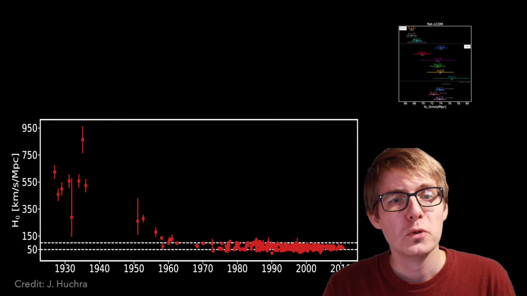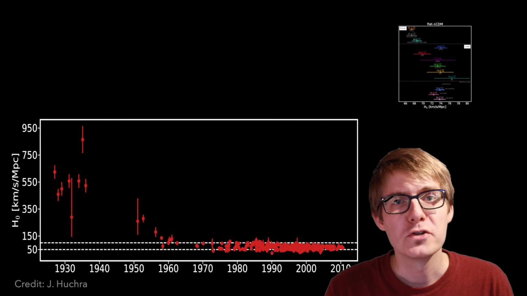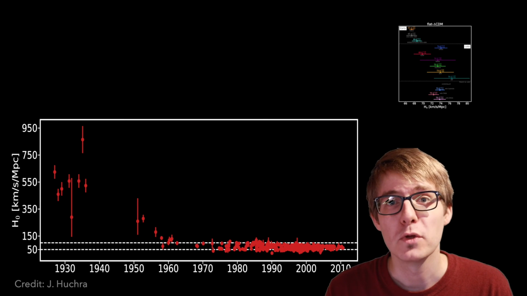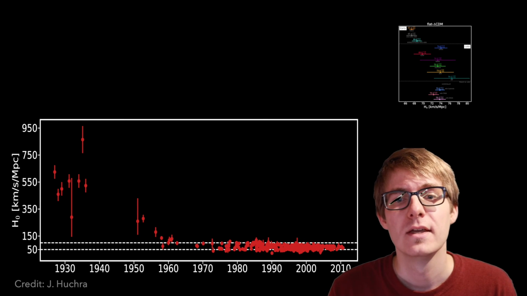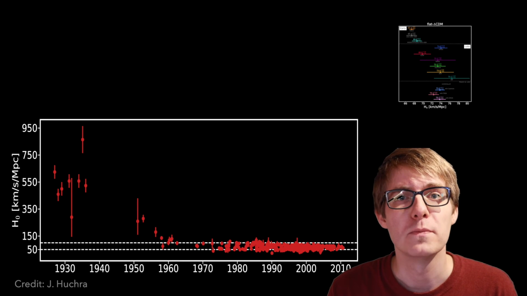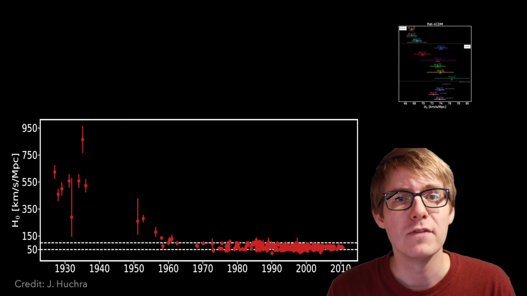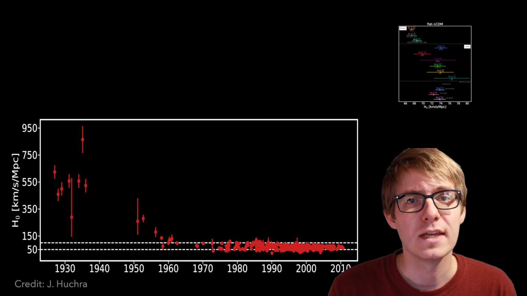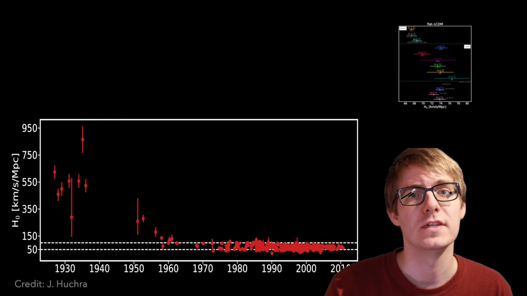However, if we look at the entire history of measurements of H0, starting with 1929, H0 measurements seemed to converge to a single value, especially since the invention of CCD camera sensors in 1959.